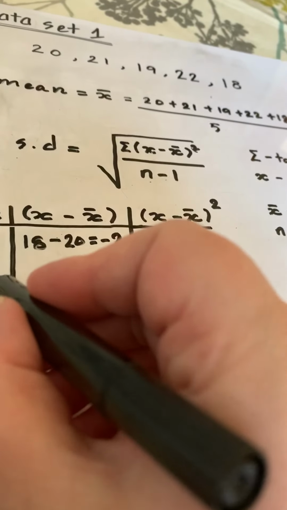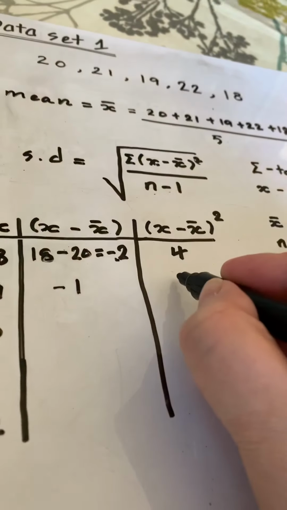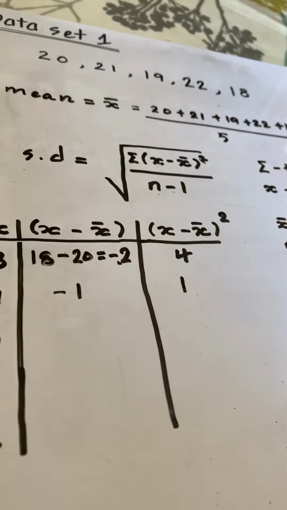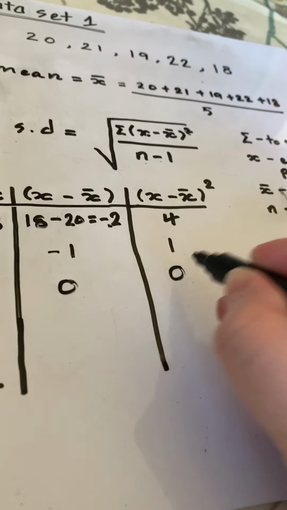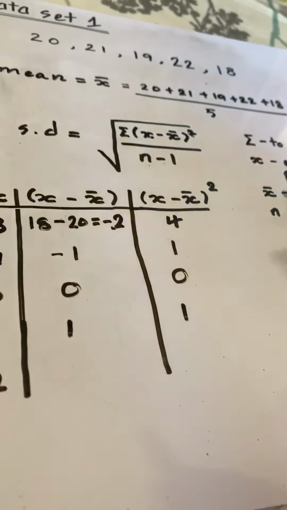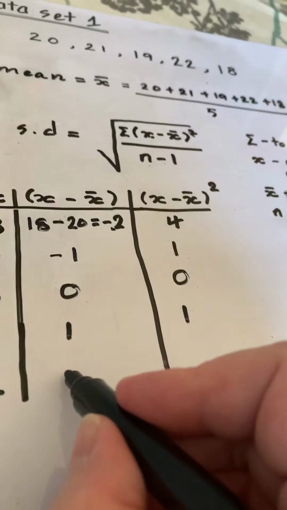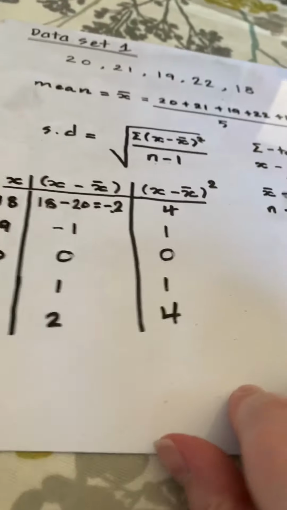So here I'm not going to write them all out. 19 take away 20 is just minus 1, which I square it, be careful, minus 1 squared is 1. 20 take away 20 is 0, 0 squared is still 0. 21 take away 20 is just 1, which when I square it is 1. And 22 take away 20 is just going to be 2, squared is giving you 4. Okay, so there's our table completed.